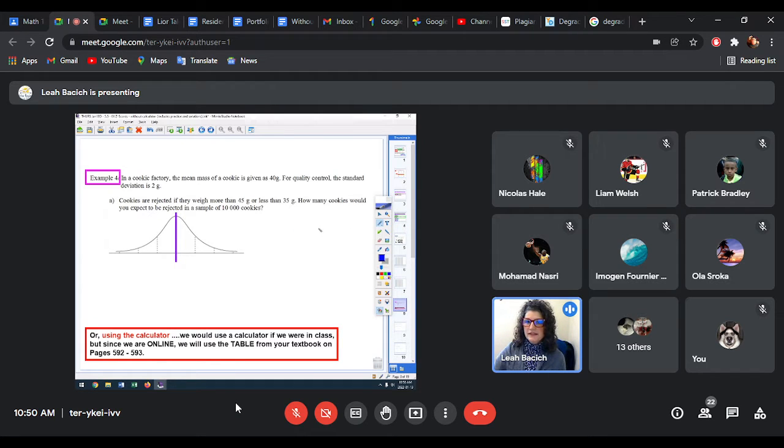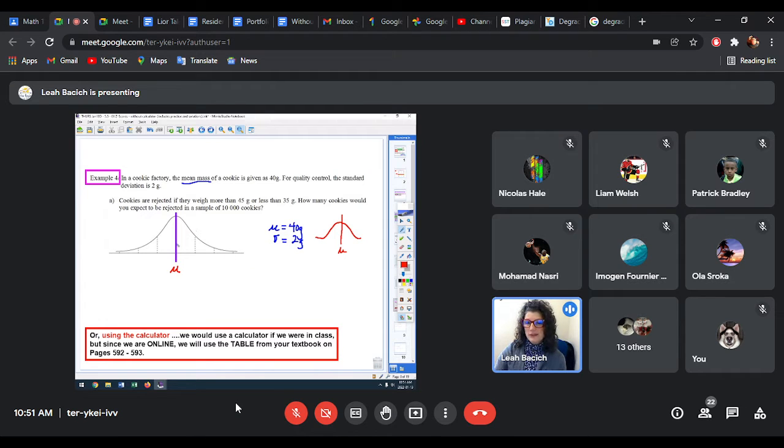So I know a few things here. The mean mass, that means mu is equal to 40 grams. And the standard deviation, which is sigma, is 2 grams. So I'm going to put mu on my graph. So if you're given a question like this, I would just draw a quick little bell-shaped curve, put my mean in the middle, and so forth.